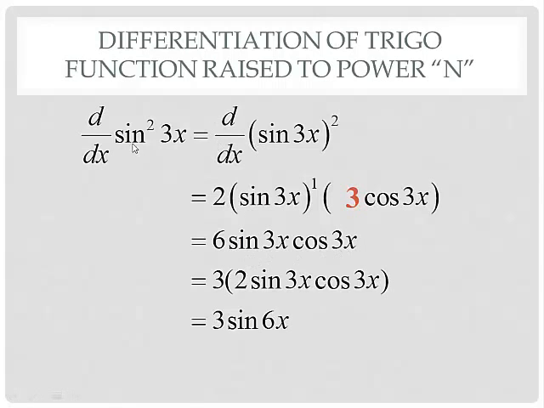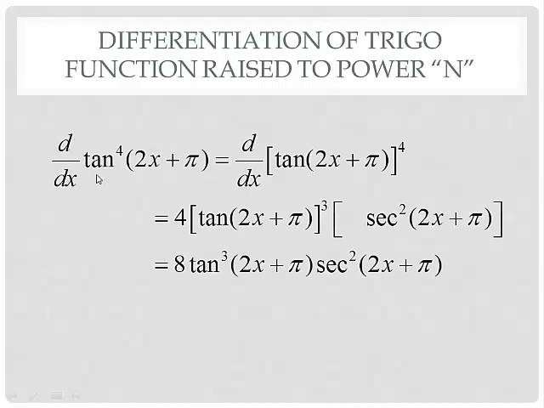But we bear in mind that if 6 is separated into 3 times 2, then 2 sine 3x cos 3x, using the double angle formula, is actually sine 6x. So the answer is 3 sine 6x. Let's move on to the next example.